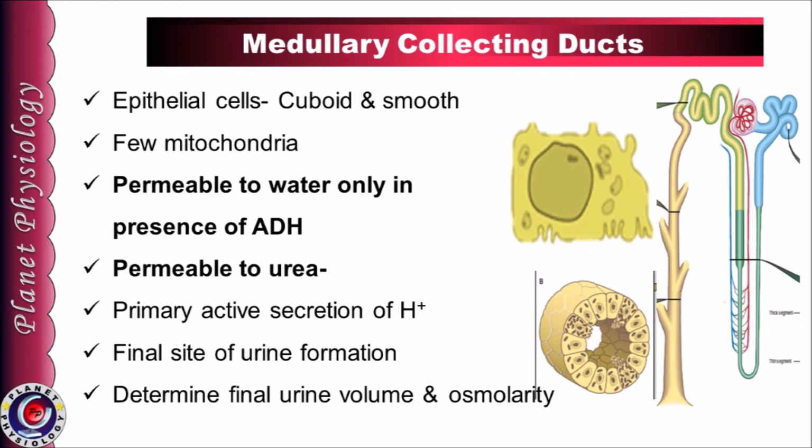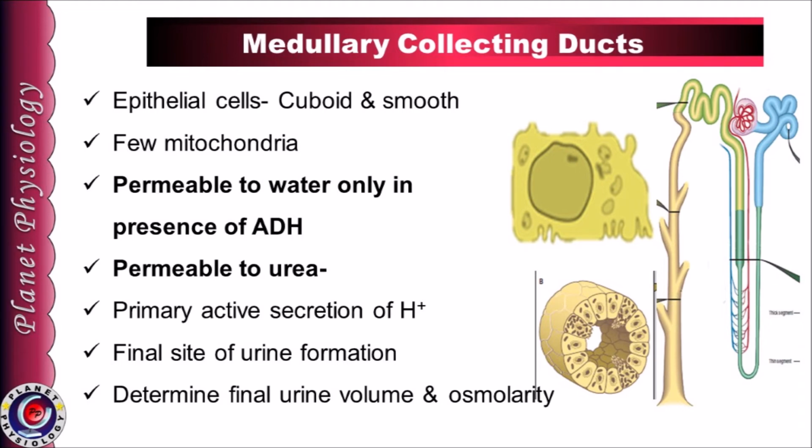Medullary collecting ducts are the final site of urine formation, and hence the final urine volume and osmolarity is decided by the processing of filtrate in the medullary collecting ducts. This was the basic structure and their functional relevance to the parts of nephron.